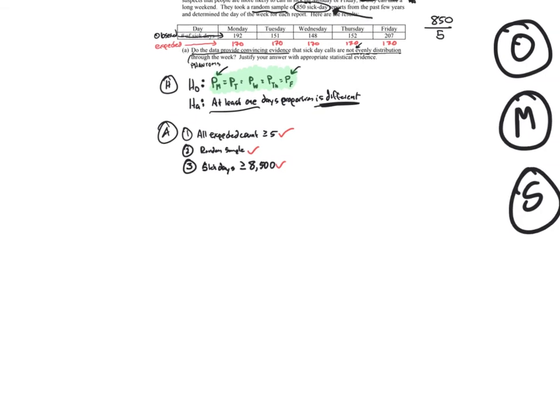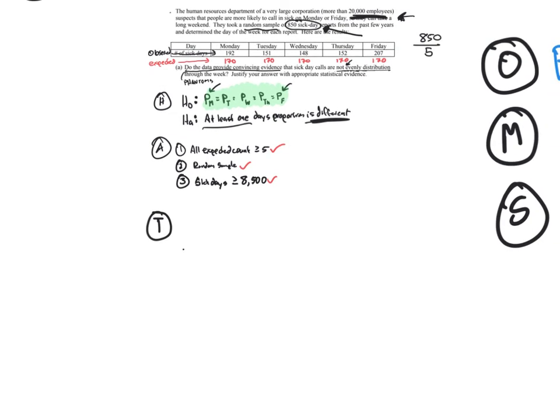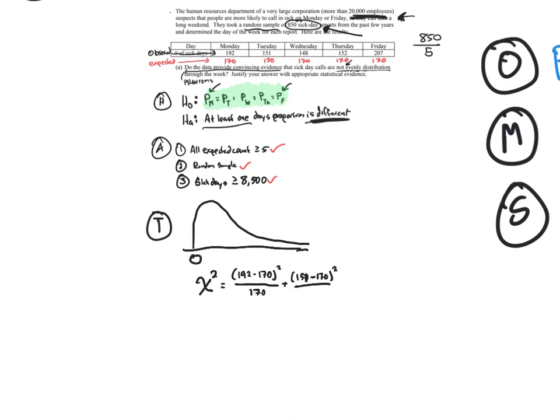All right, let's do the T part. That's the test calculation and statistic. Let's draw our chi-squared graph. It always starts at 0 here. Let's do chi-squared equal to, let's start the formula. So it's observed 192 minus expected 170 squared over 170 plus, what do we got? 151 minus 170 squared divided by 170 plus dot, dot, dot equals, time for my calculator.